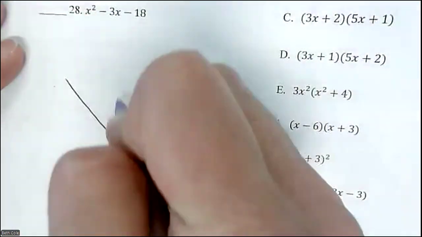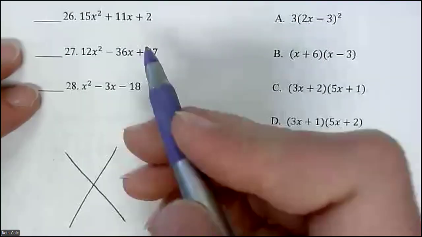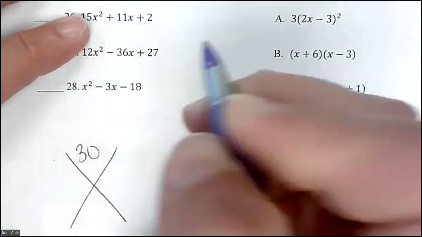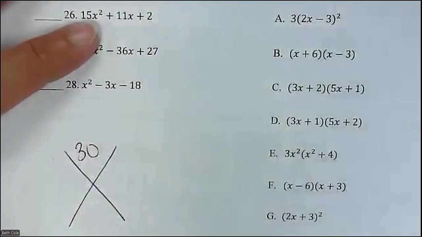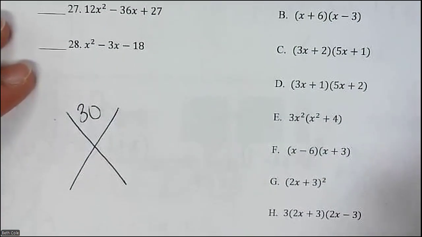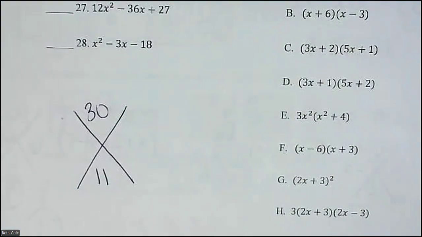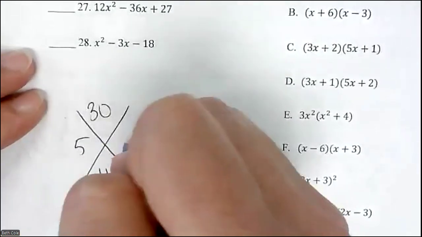It is a trinomial. So down here where you got some space, draw an x. What's going to go on the top? Good. How'd you get 30? Because there are so many numbers. All right, and then on the bottom, 11. So do you have some numbers that multiply to be 30? 5 and 6, good job.